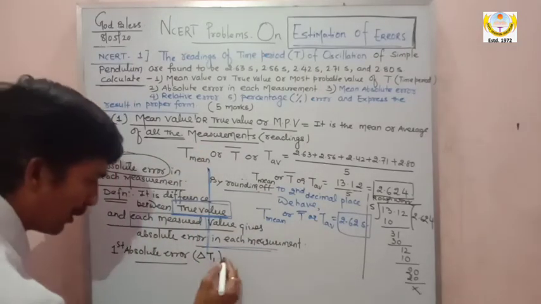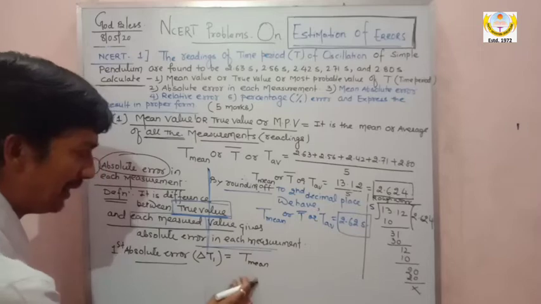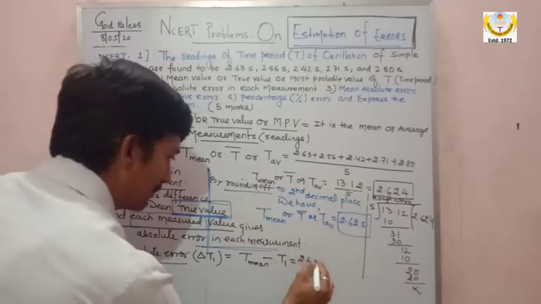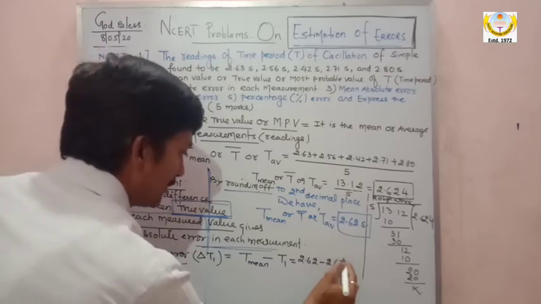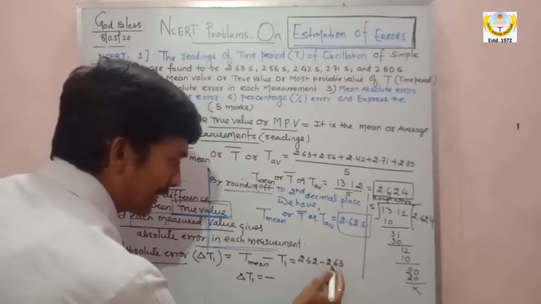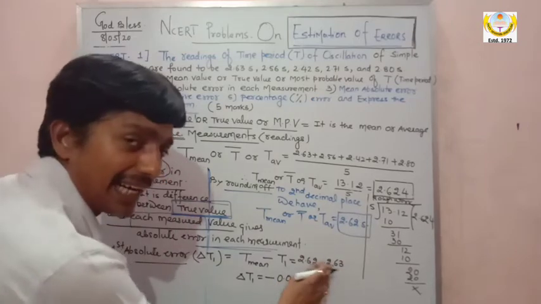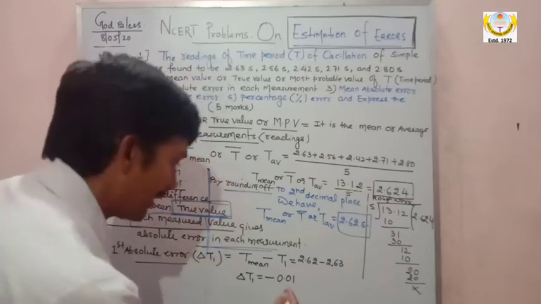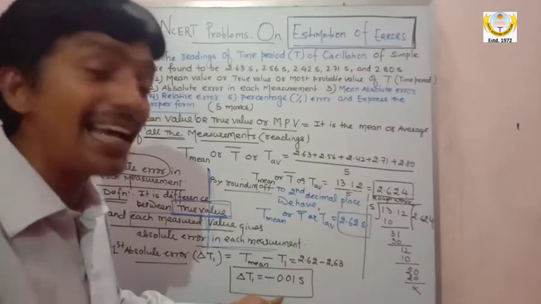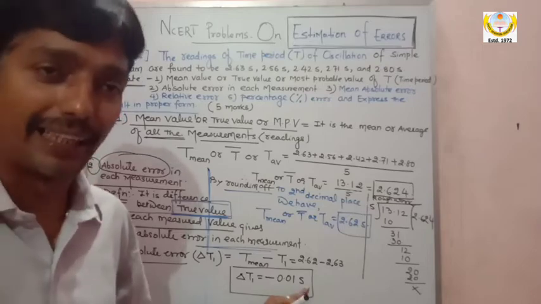So this is absolute error. First absolute error will be delta T1, and that is equal to the true value, that is T mean, minus T1. And how much is T mean, my dear? T mean is 2.62 minus 2.63. So what is the answer of delta T1, everybody? Delta T1 will be minus, because 2.63 is greater and 2.62 is smaller, so the answer will be minus 0.01. This is seconds and this is seconds; when you subtract, the answer will be in seconds only. So here you will write second. Don't forget the unit. The mean value answer has a unit, and each absolute error also has a unit, because when I subtract second from second, the answer will be in second at the end. Don't cut that second.